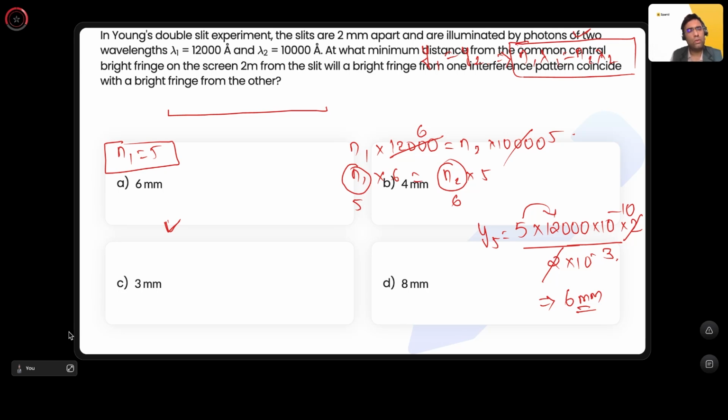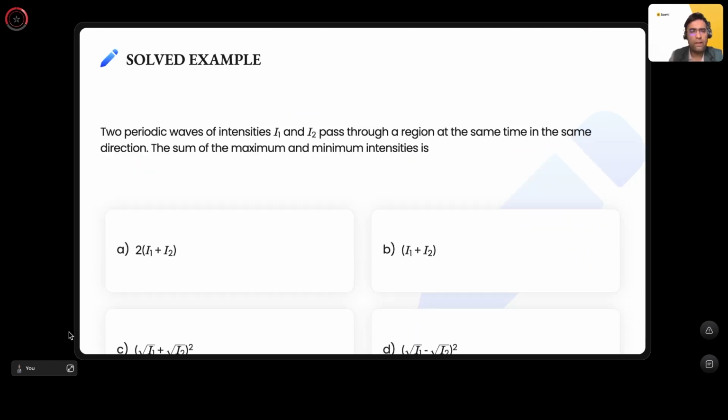All right. So this is how we have to do this. So coincide जहां भी करने की बात आती है, मतलब पैटर्न coincide कर रहे हैं, मतलब their y's are same. दोनों मैक्सिमाज हैं अगर, तो n1 lambda 1 will be equal to n2 lambda 2 because y will be n lambda capital D upon small d. All right. Next question.